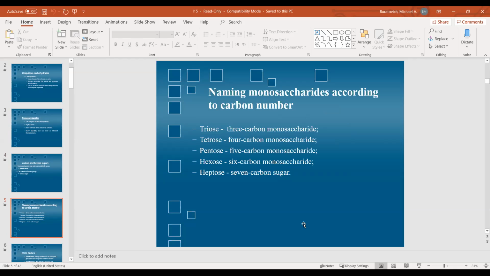So the 3-carbon sugar is a triose. 4-carbon sugar is a tetrose. 5-carbon sugar is a, well, it's right up there on the board, pentose. 6-carbon sugar is a hexose. 7-carbon sugar is a heptose. Can you have an 8-carbon sugar? No. So this is what you have.